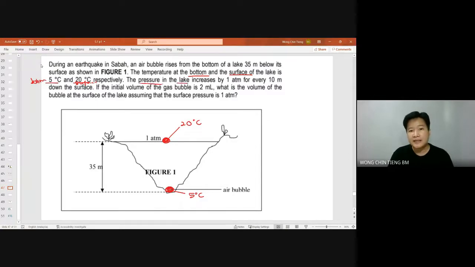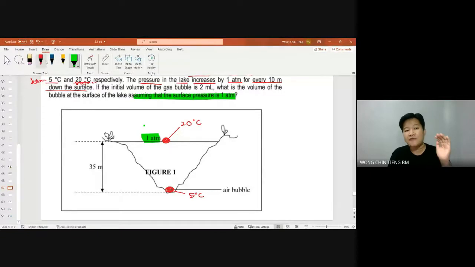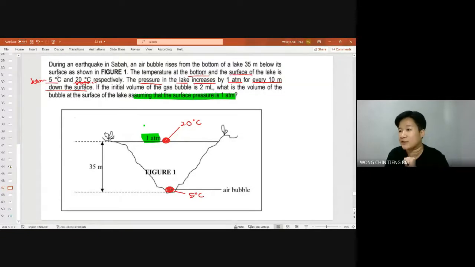The pressure in the lake increases by 1 atm for every 10 meter down the surface. Okay. So we're starting off with 1 atm. Dia dah bagi tahu. Assuming that the surface of the lake is 1 atm, going down every 10 meter tambah 1 atm. Kita buat cara yang paling tradisional. 10 meter, that is 1 atm tambah 1. So kat sini 2 atm.